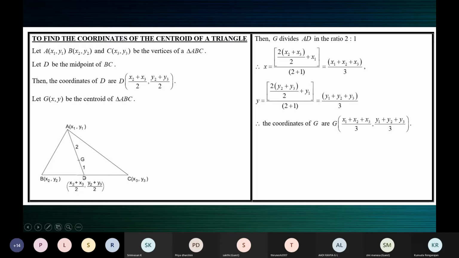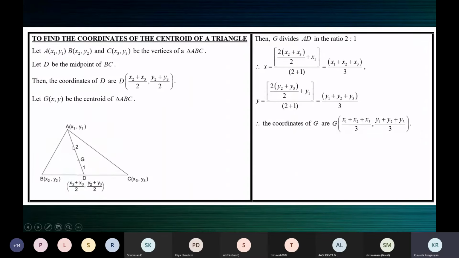Okay, so D is the midpoint of BC. By the midpoint formula, you can find the coordinates of D, the x coordinate and y coordinate. So x2 plus x3 by 2, y2 plus y3 by 2 will give the x coordinate and y coordinate of D. You must use the x coordinates of B and C and the y coordinates of B and C. All right, so that is one part. We found the coordinates of D.